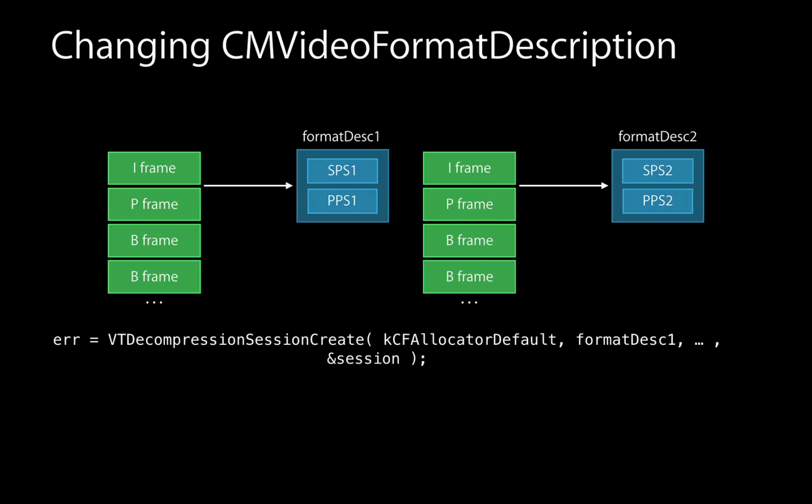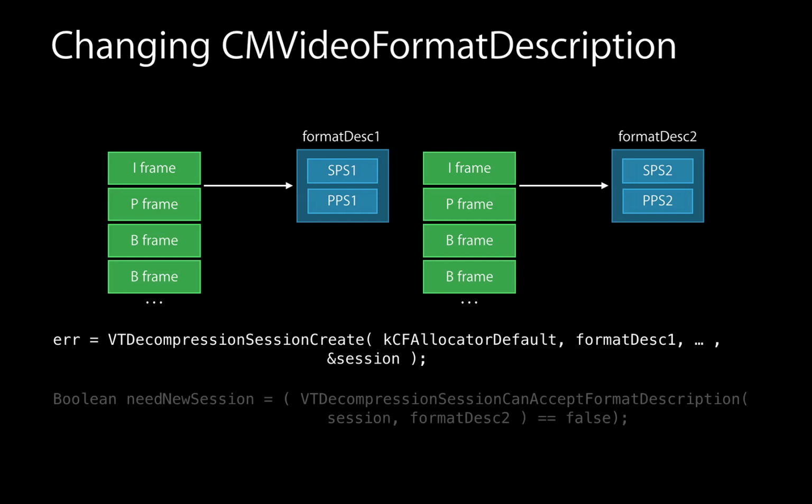Then we need to create a new format description with the new SPS and PPS, and we have to make sure that the decompression session can switch between these format descriptions. So to do that, you call VTDecompressionSessionCanAcceptFormatDescription. This will ask the decoder whether it's able to transition from format description 1 to format description 2. If the answer is true, yes, it can accept the new format description, that means you can pass subsequent samples with that new format description attached to them into the decompression session, and everything will work fine.